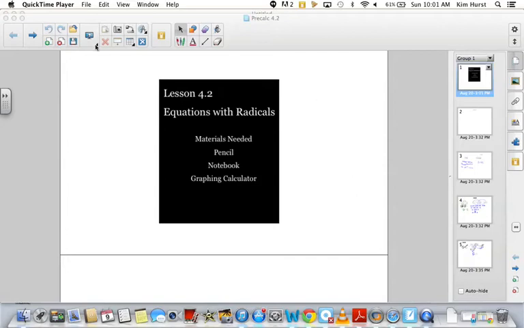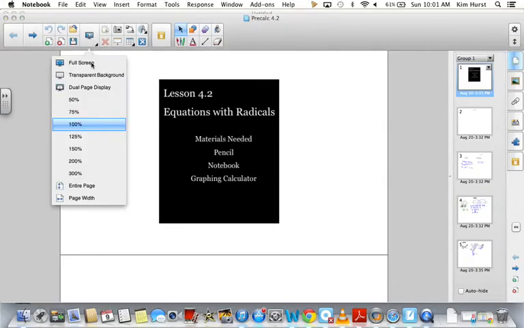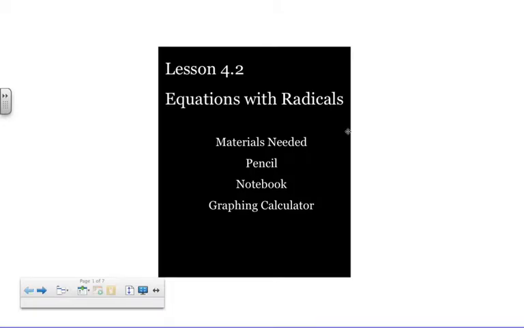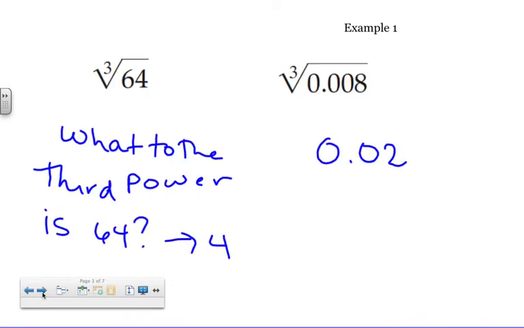This is supposed to be somewhat of a review section, as I want to make sure that we're comfortable with radicals and using equations, because on one of the test questions we had, there was an equation with a radical in it, and a lot of people didn't know how to handle that. So let's first talk about radicals. I don't have my screen on here today, I'm sorry.